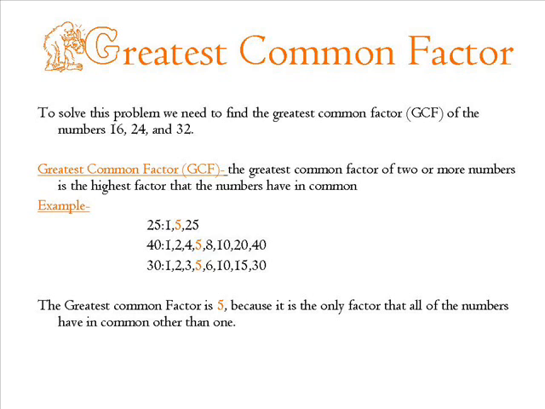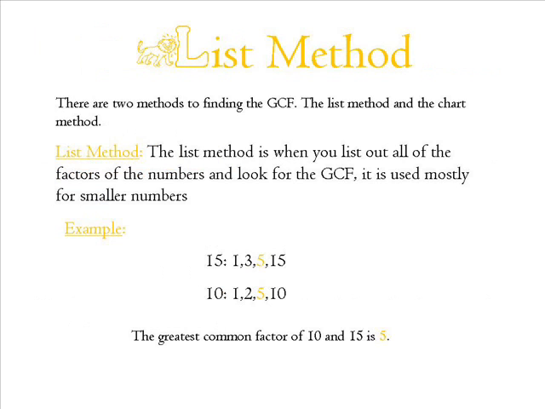Example. The factors of 25 are 1, 5, and 25. The factors of 40 are 1, 2, 4, 5, 8, 10, 20, and 40. The factors of 30 are 1, 2, 3, 5, 6, 10, 15, and 30. The greatest common factor is 5 because it is the only factor that all of the numbers have in common other than 1.